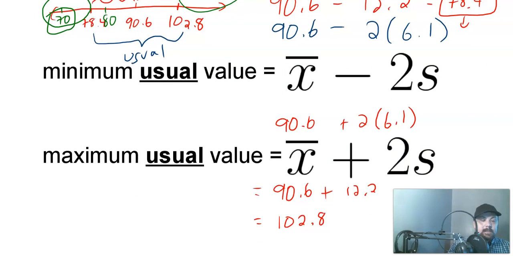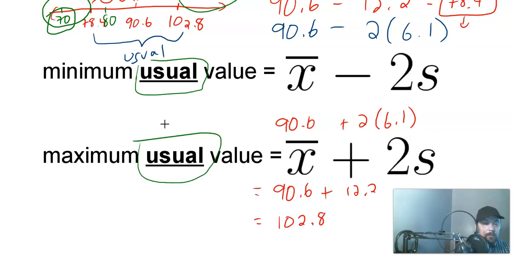All right, so that's minimum and maximum usual values, not to be confused with minimum and maximum values, right? The usual, and that's why I have it bold and underlined. That extra word makes a big difference in how you interpret what we're actually looking at here. 78.4 is not the minimum value in our data set. The data values can go lower than that. That's just the minimum that I would consider to be usual or typical or common. Anything below that can happen, but it would be considered unusual or atypical or uncommon, right?